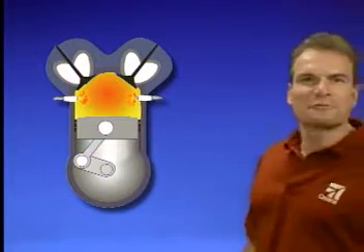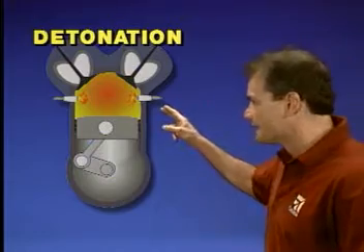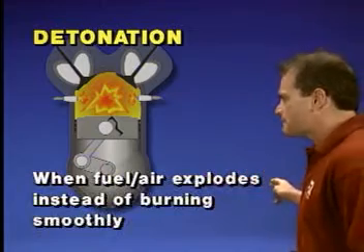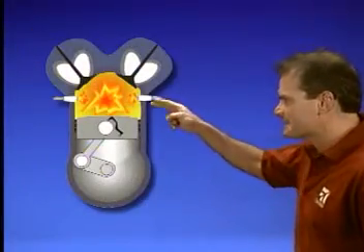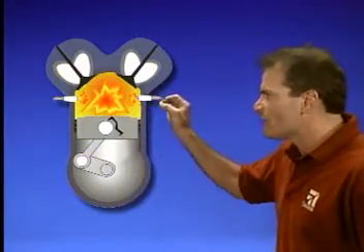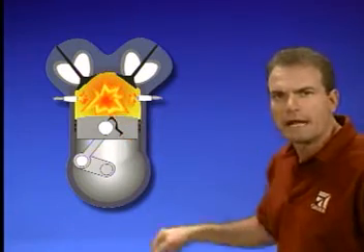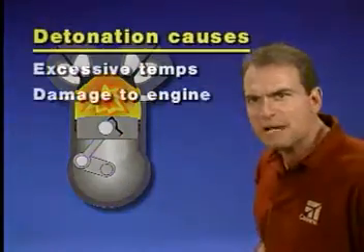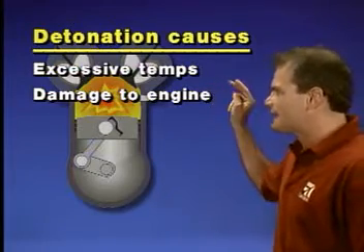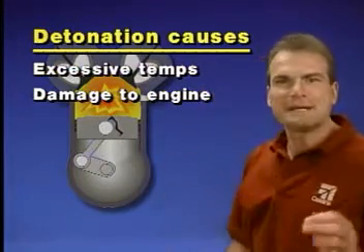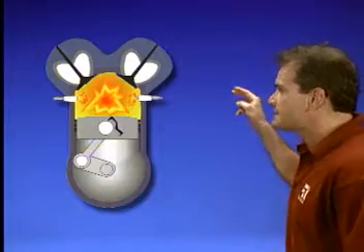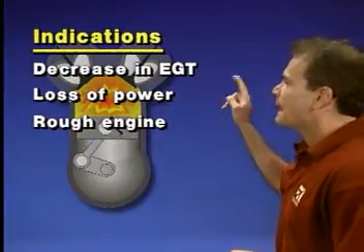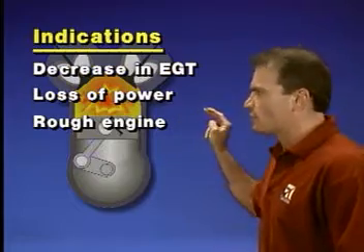Excessive heat can also come from abnormal combustion called detonation. Now, this detonation occurs in a reciprocating engine when the fuel-air mixture explodes instead of burning smoothly. It's like pounding down on the top of the piston with a jackhammer. It can be very, very damaging. See, this has a piston migraine now. It's cracked. It can cause excessive temperatures and pressures, and that could damage the internal parts of the engine. Detonation can be difficult for a pilot to detect, but it's usually indicated by a decrease in exhaust gas temperatures, possibly a loss of power, and engine roughness.